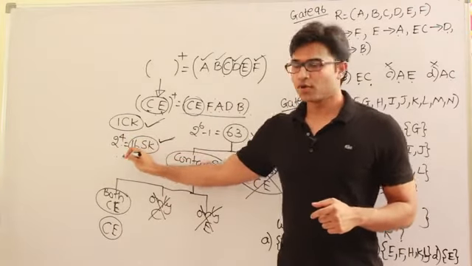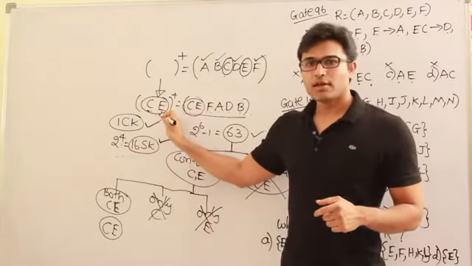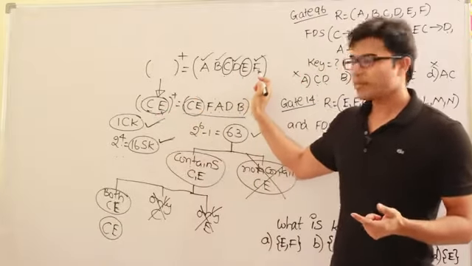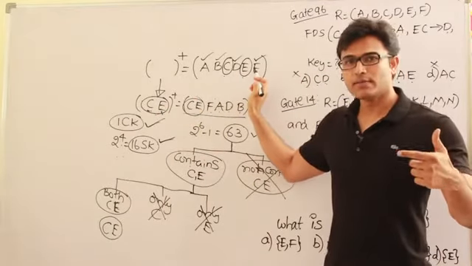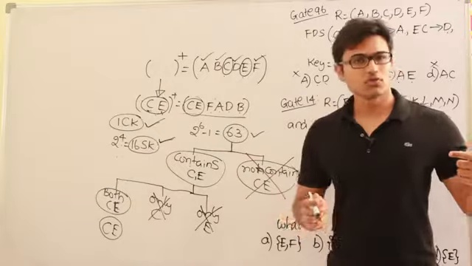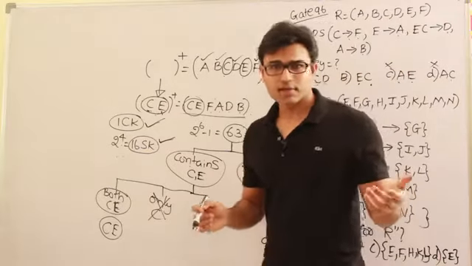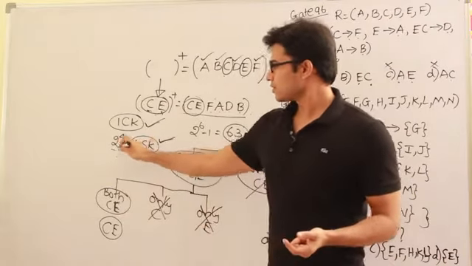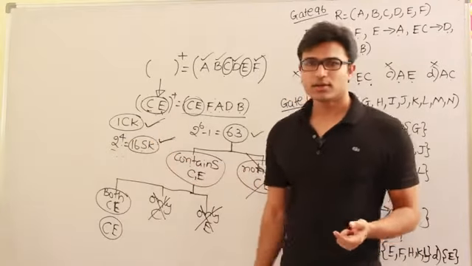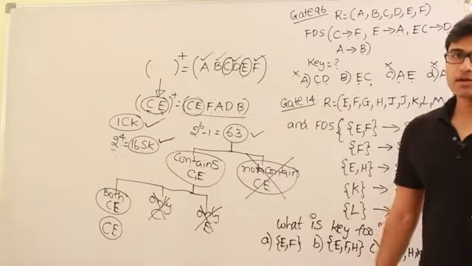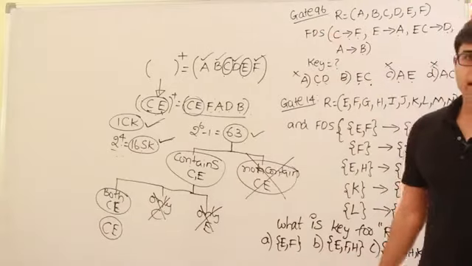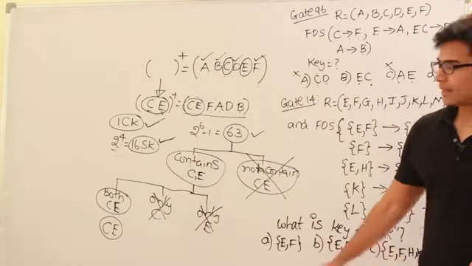Why 2 power 4? Because if I remove C and E, how many elements are there? 4 elements are there. Then every super key can contain any combination of these 4. And how many such combinations can I get? 2 power 4, 16. Therefore 16 super keys and one candidate key are possible for this question, and it varies from question to question. Okay, fine.